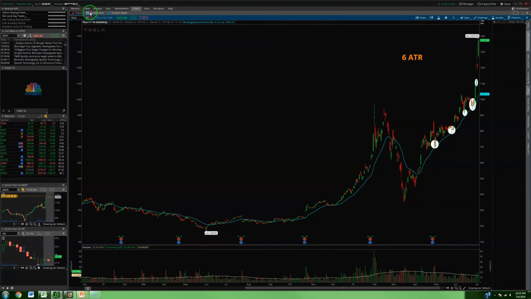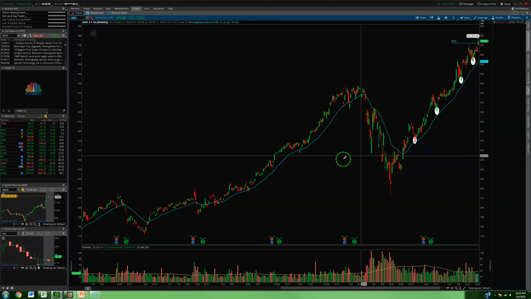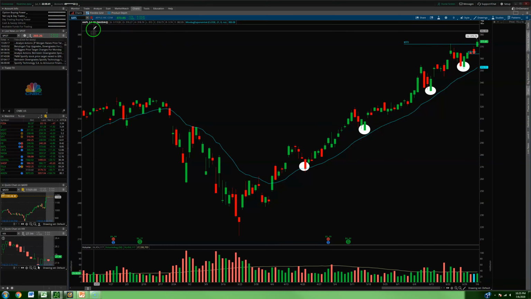So a lot of these names, unfortunately, are looking pretty extended right now, guys. I mean, Apple, let's see. Apple, guys, is at 374. 21 EMA down at 352. So we'll say, guys, we're 20 bucks above the 21 EMA.